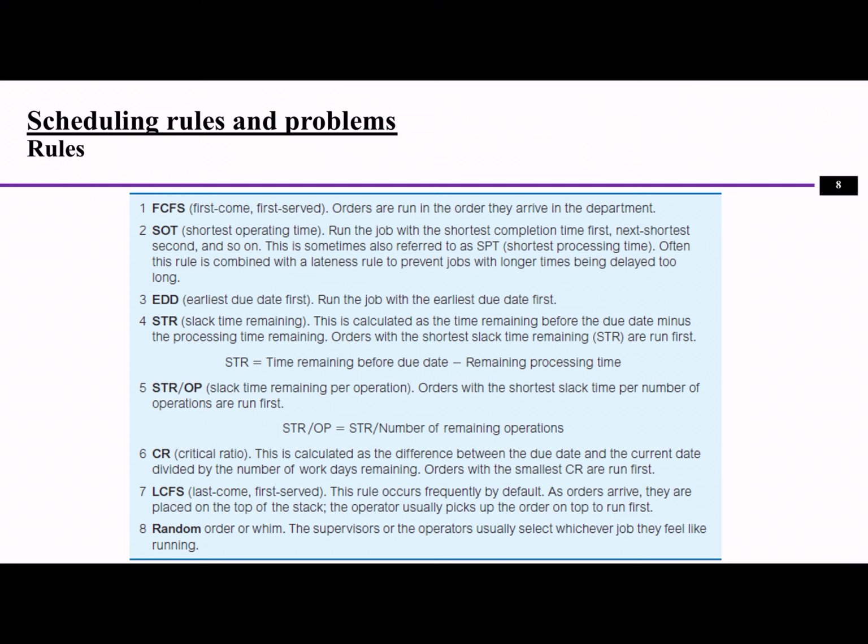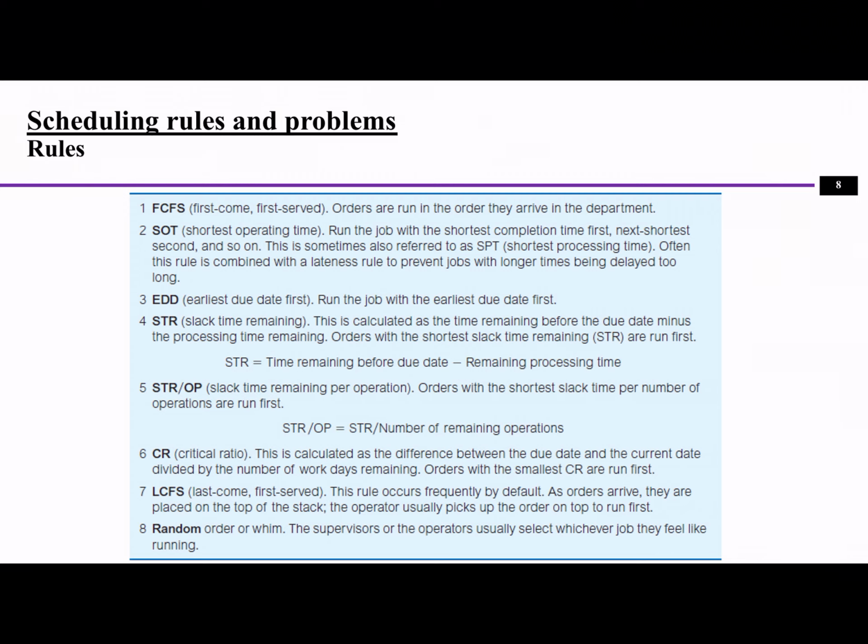And the last one will be random. A random order really depends on the supervisors or the operators. When they look at the different orders, if they feel more comfortable working on some of them and finishing them quickly, then they probably just choose that. This type of scheduling is called random.